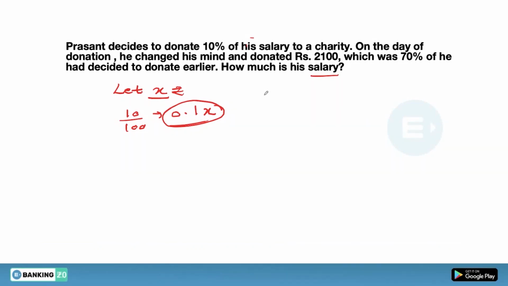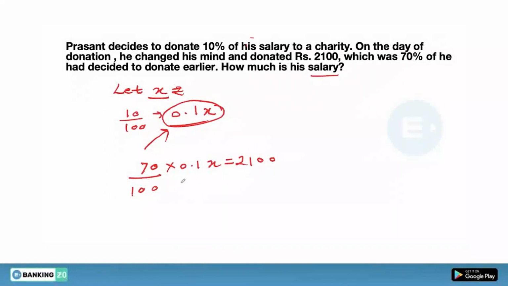But on the day of donation, he changed his mind and donated rupees 2100, which was 70% of the amount he decided to donate earlier. So what amount did he decide to donate earlier? The amount which he decided to donate earlier was 0.1x. So the question is saying 70 percent of 0.1x is equal to what? It is equal to 2100.